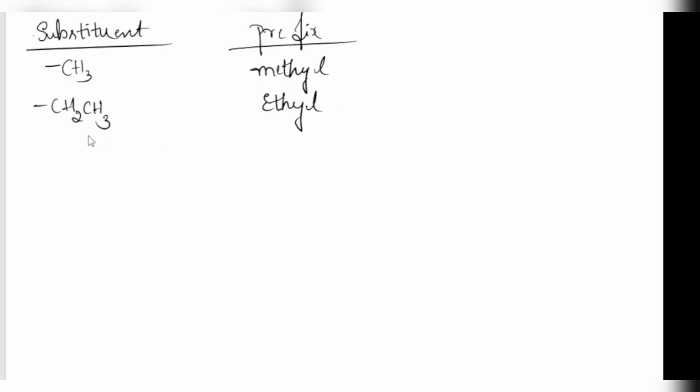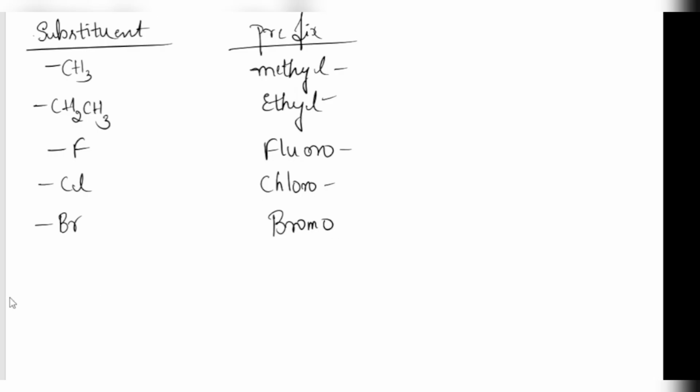And for every homologous series increased by a CH2 group, we will use propyl, butyl, pentyl, hexyl, heptyl, like that. It will continue. Then if fluorine is there, we will call it fluoro. If chlorine is there, we will call it chloro. These are all the prefixes we have to denote like this. If bromine is there, we will call it bromo. If iodine is there, we will call it iodo.